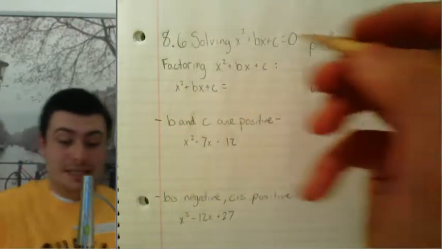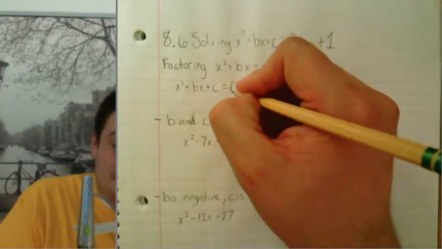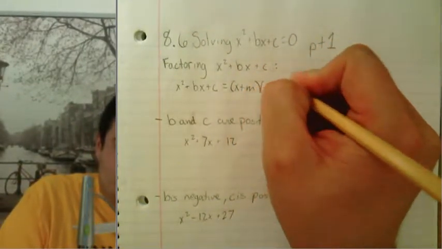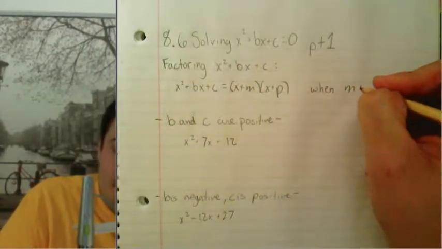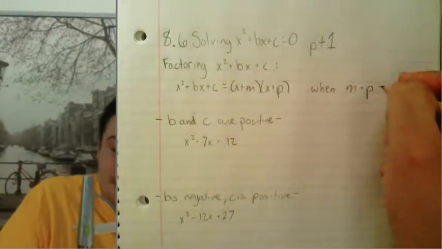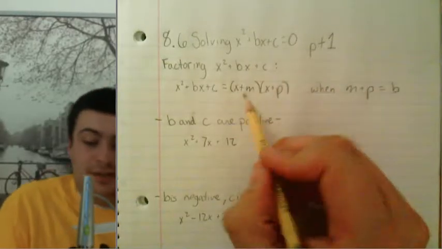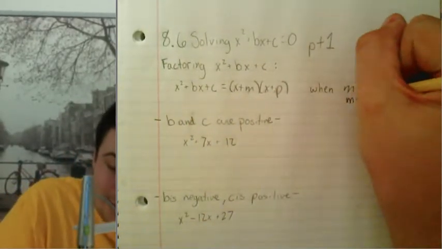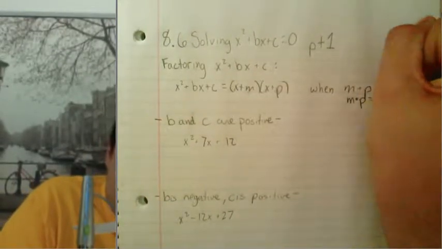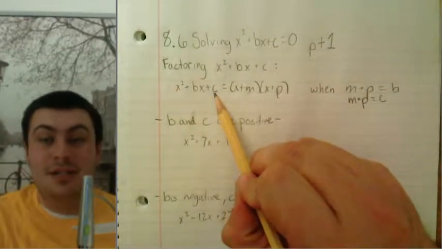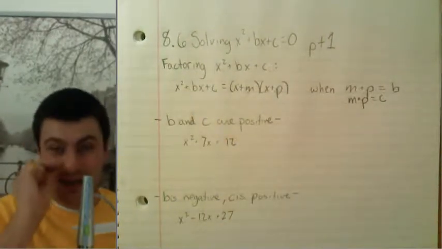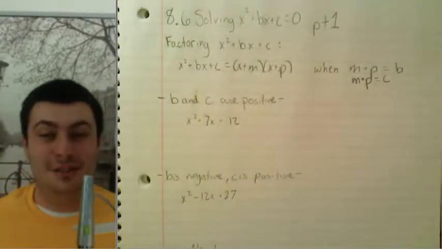So we can say that x squared plus bx plus c equals x plus m times x plus p when m plus p equals b. So the sum of these two factors is equal to the middle term, and m times p equals c, this last term. So it multiplies to the last term and adds to the middle term. And we have a couple different scenarios which we're going to look at.